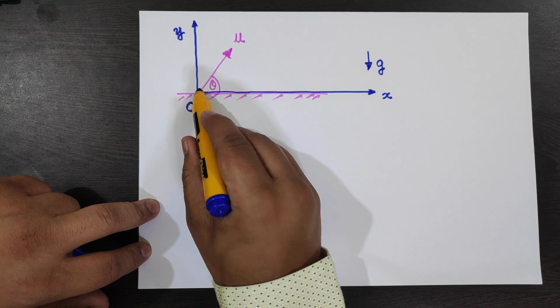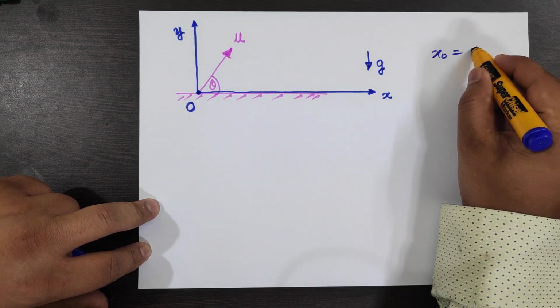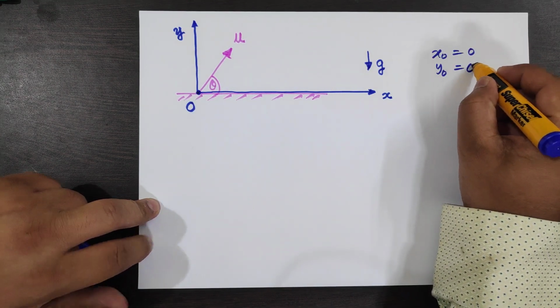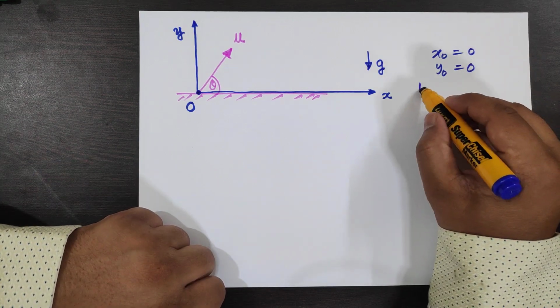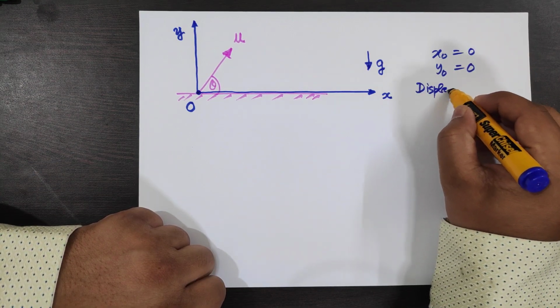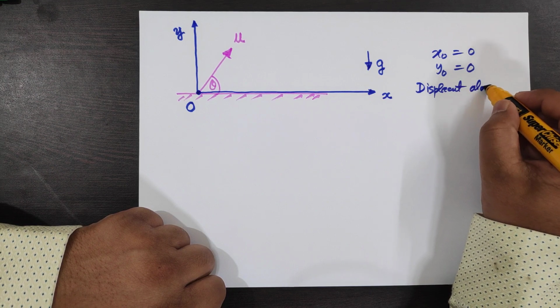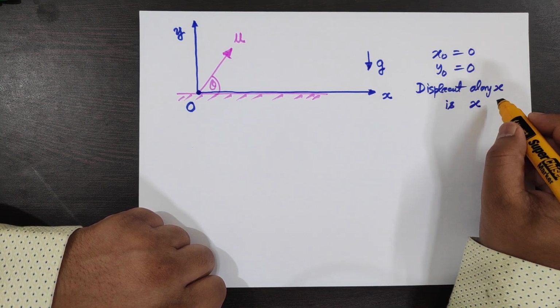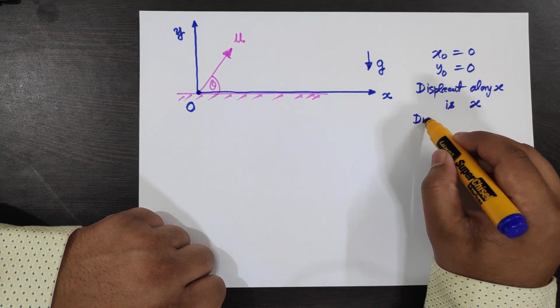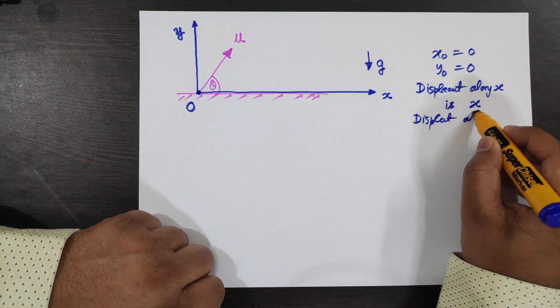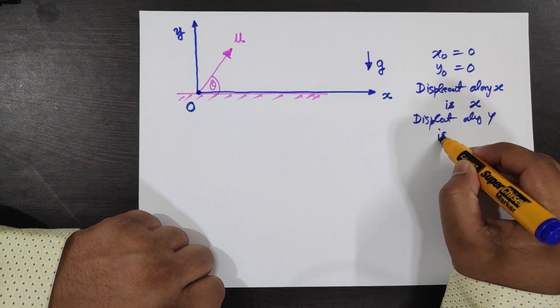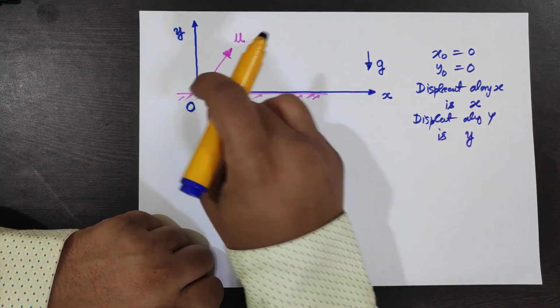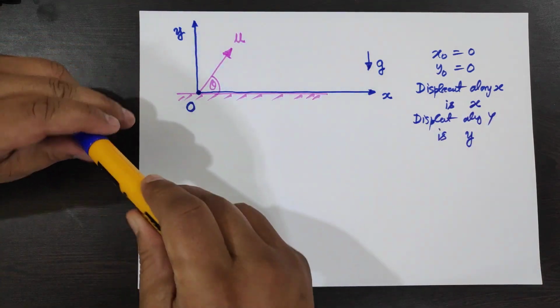And see here at time 0, as you know, x naught is 0 and y naught is 0. So displacement along x is actually x minus x naught, so it is x only, as x naught is 0, and displacement along y is y only, because y naught is 0. That is how we have chosen the coordinate system.